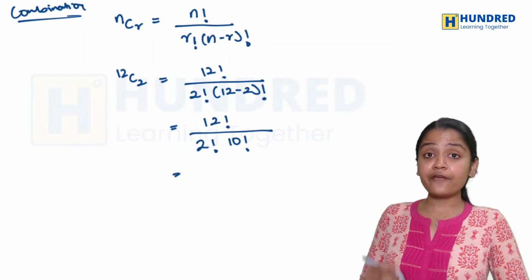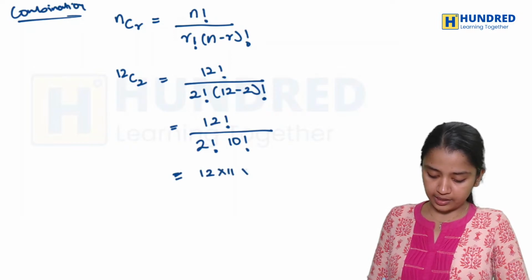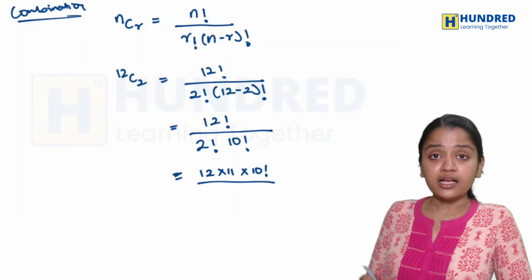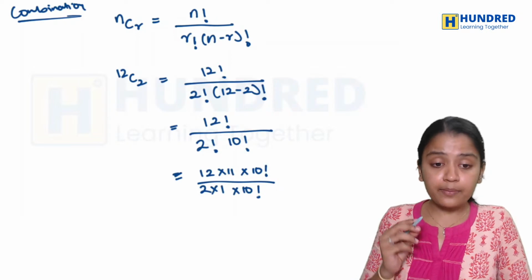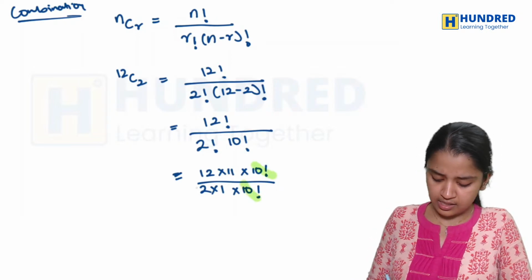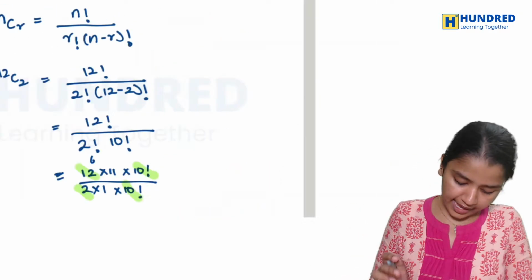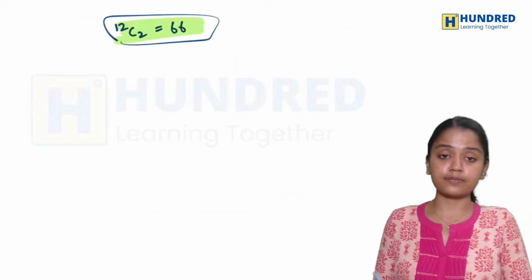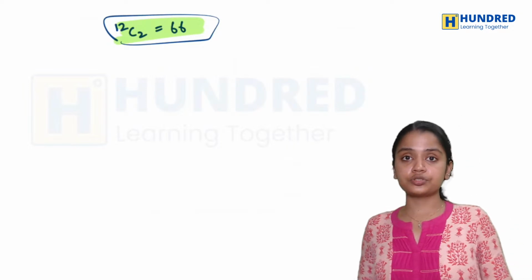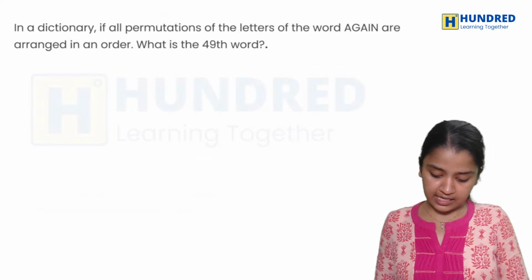Now what will happen if I split the 12 factorial? How can I write it? It will be basically 12 into 11 into 10 factorial divided by 2 factorial, which I am splitting as 2 into 1 into 10 factorial. Now I am cancelling the terms. This and this get cancelled, this and this. So it becomes 6. Basically my 12C2 is nothing but 6 elevens, which is 66. So 66 is my answer. Are you clear? 66 is my answer. Now similarly, let's see about the other things.